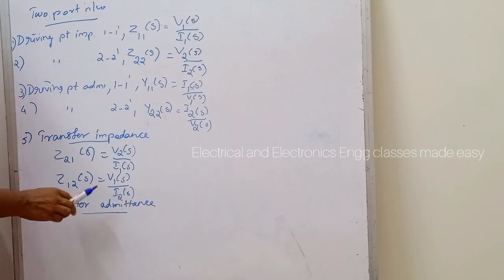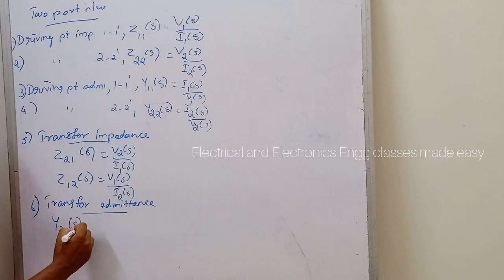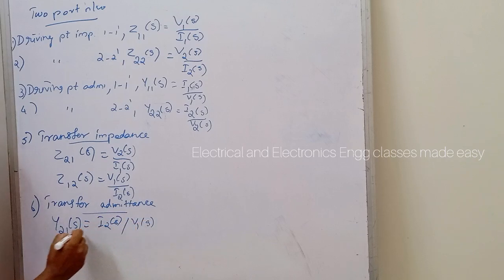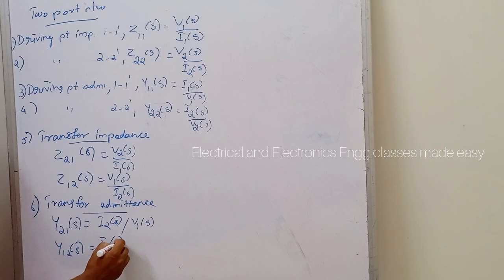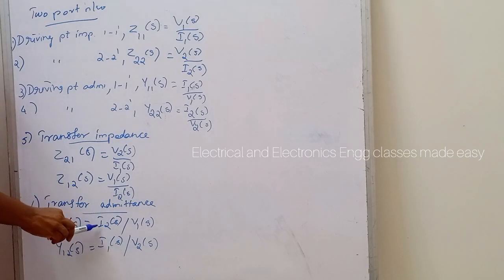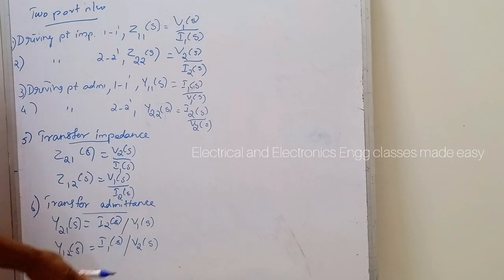Next is transfer admittance. It is defined as the current transform at one port to the voltage transform at the other port. That is Y21 of s equal to I2 of s divided by V1 of s, and Y12 of s equal to I1 of s divided by V2 of s. That is the ratio of the current transform at one port to the voltage transform at the other port.